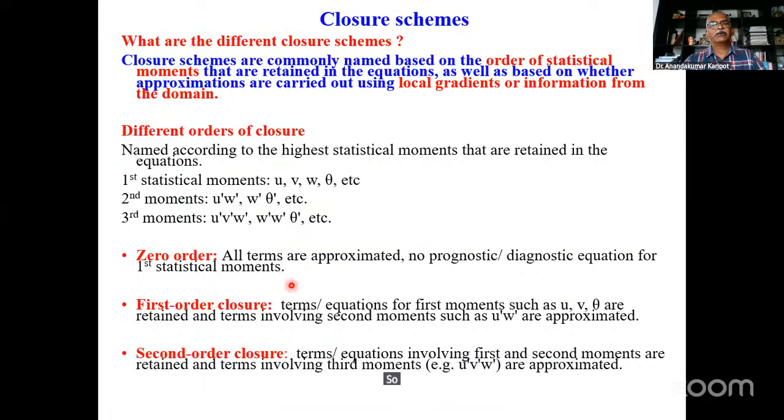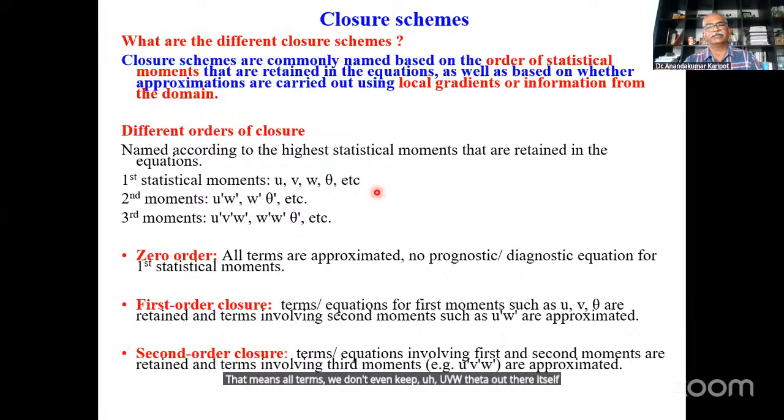So the order of closure, the naming is like: if it is zero order, that means for all terms, we don't even keep U, V, W, theta, we approximate those themselves. That means there will not be any prognostic or diagnostic equations for these variables. So the original equation itself, we will represent using some empirical formulations.